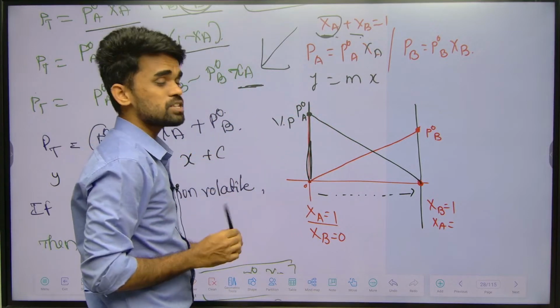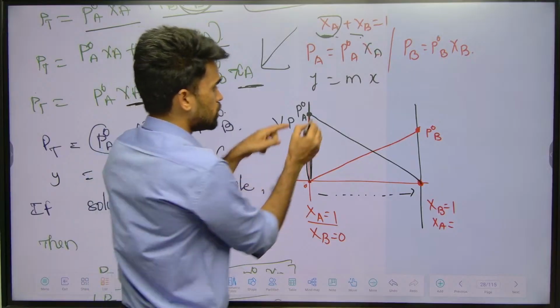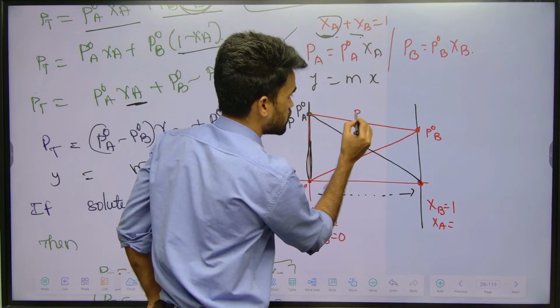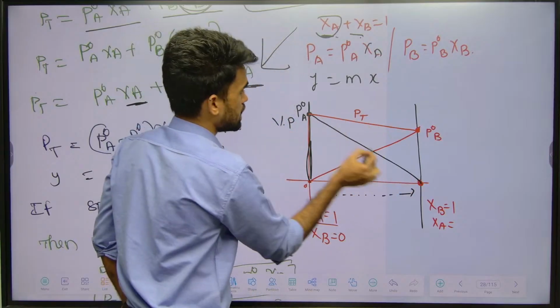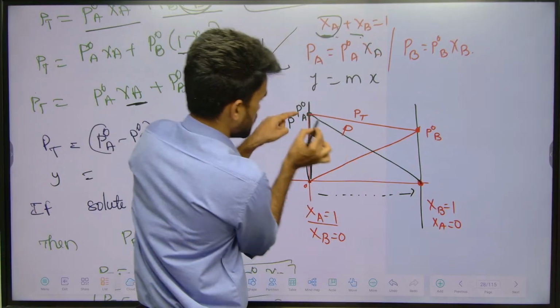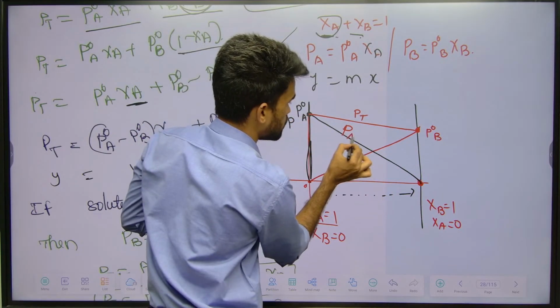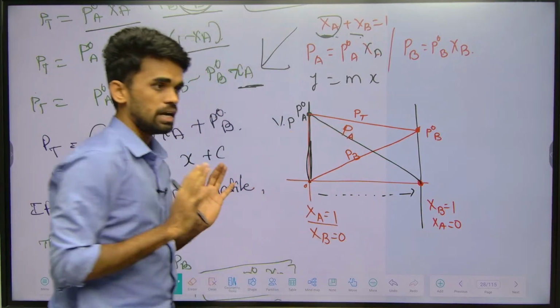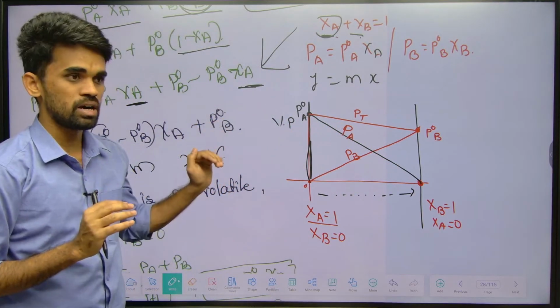Okay, now if I ask you for the total pressure, what do you need to do? You just join them like this. So this line says the total pressure. This line, from here to here, says PA. This line says PB. Is it clear to everyone? Which line is for what?